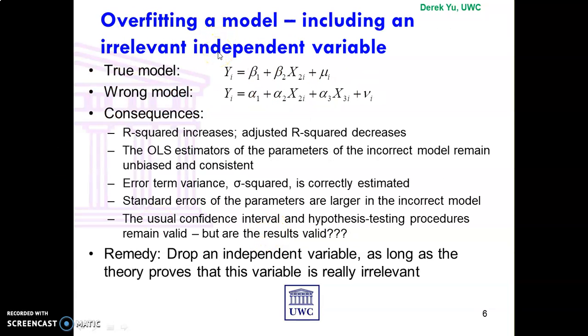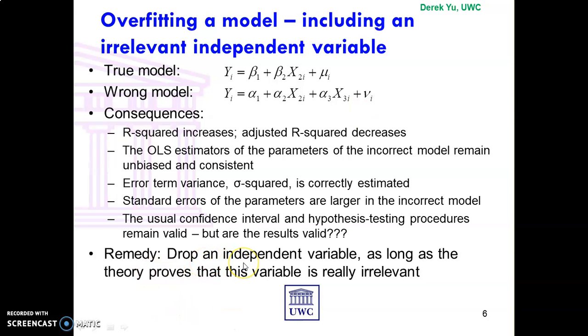Okay, what if you commit overfitting? You include an irrelevant explanatory variable. Okay, so this is the example. This is the correct model, y as a function of x2, and then the wrong model, you somehow include an irrelevant explanatory variable, x3. So I repeat, x2 is relevant, but x3 is irrelevant. So in this second regression, you commit overfitting. Okay? And then the remedy is easy.